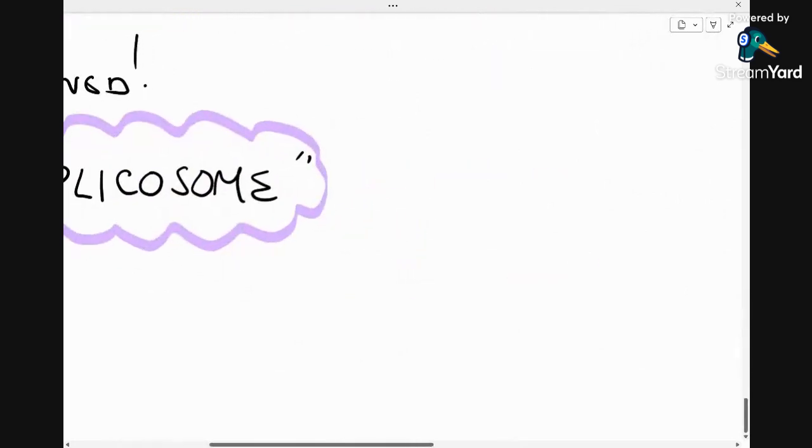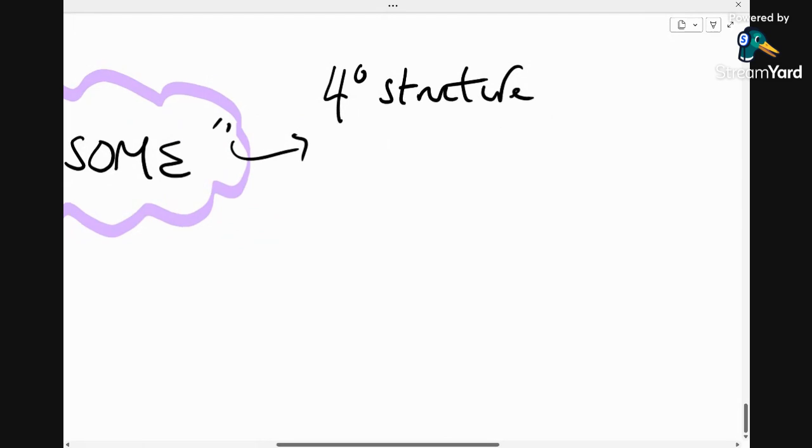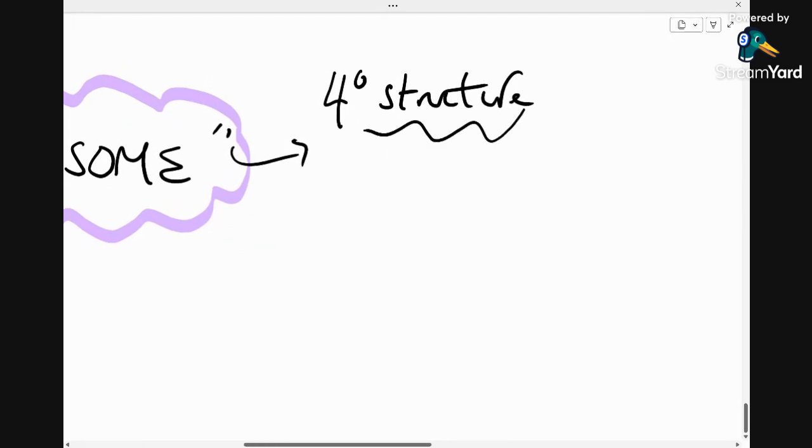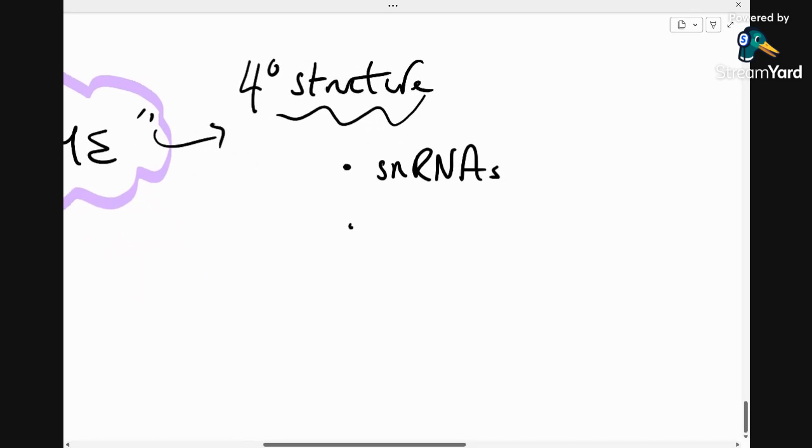Spliceosome. So a huge enzyme complex. It's an example of quaternary structure in the same way that the ribosome is and the RNA polymerase. Most enzymes exist as quaternary structure, don't forget. They're not just individual tertiary elements on their own. And it is made up of snRNAs, which I briefly mentioned earlier, small nuclear RNAs, and some proteins.